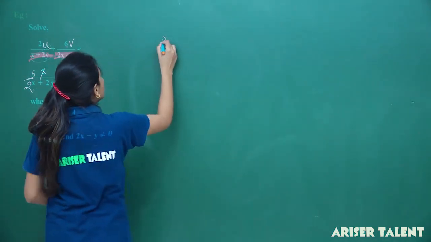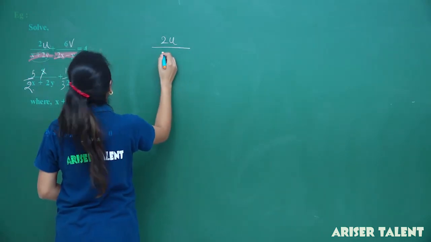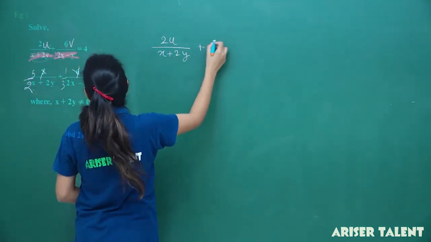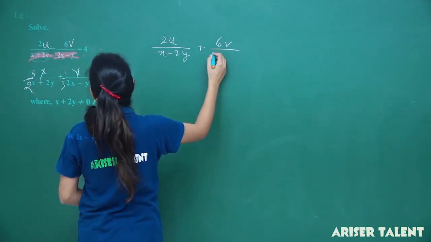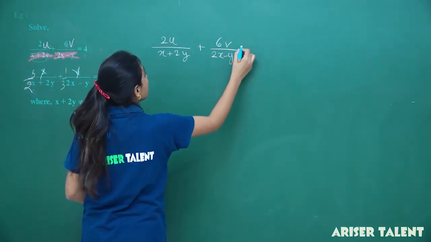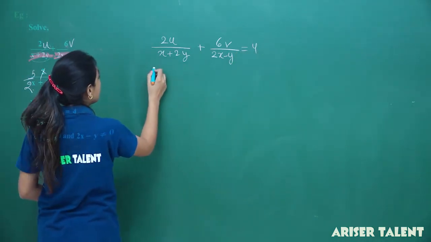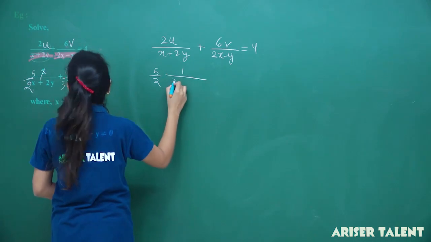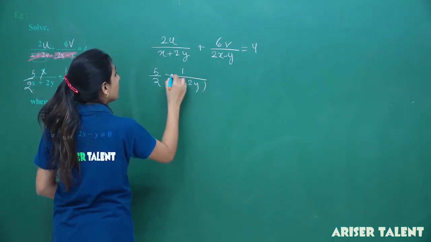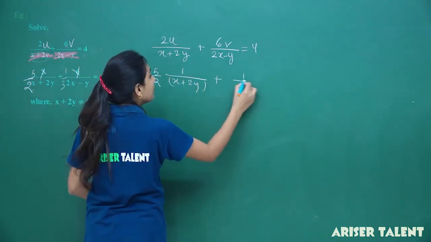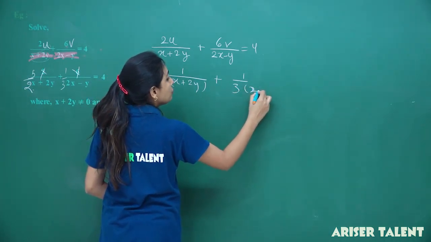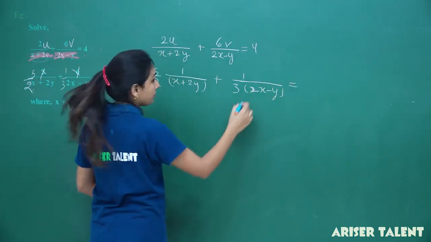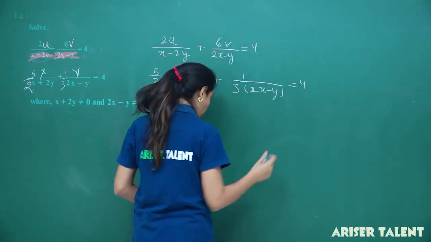That will be 2u, that is 2 upon x plus 2y plus 6v, that is 6 upon 2x minus y, equals 4. And the second equation will be 5 by 2 times 1 upon x plus 2y plus 1 by 3 times 1 upon 2x minus y equals 4.